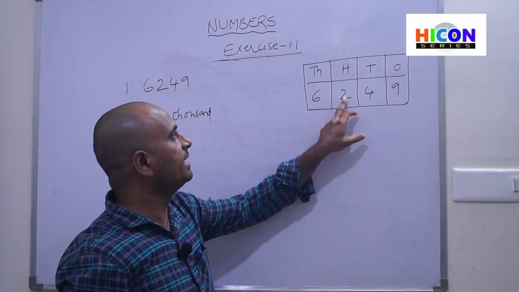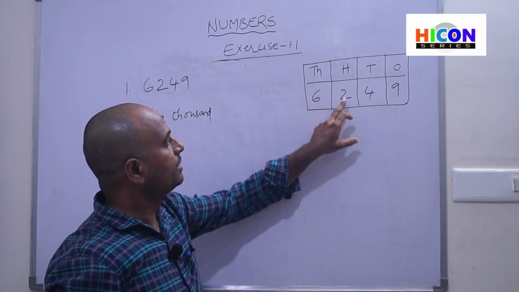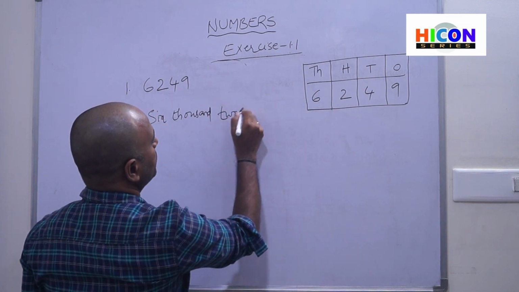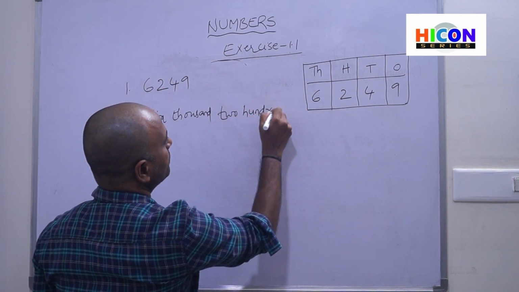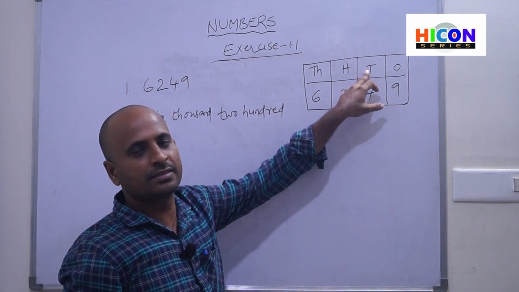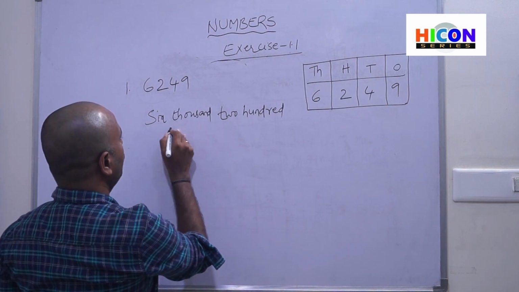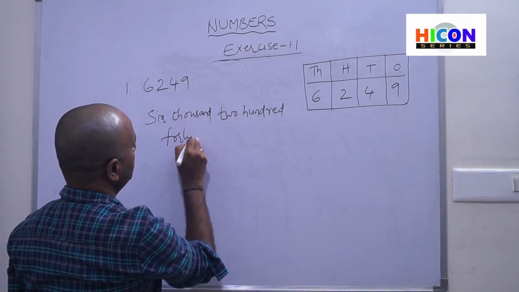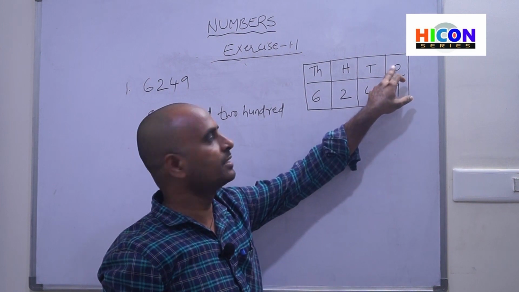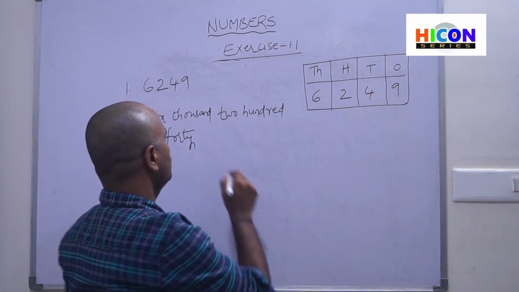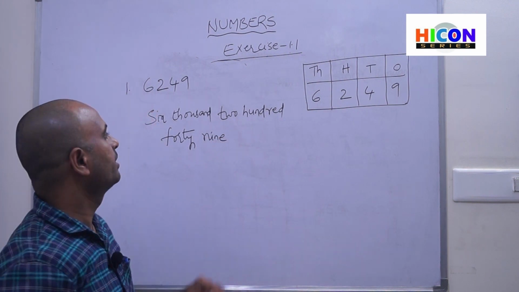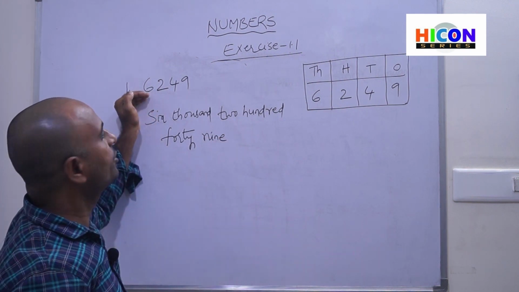And 2 is present in hundreds place, so this becomes 200. And 4 is present in tens place, and it becomes 40. And 9 is present in ones place. 9 ones are 9, so 9. So this is the way of writing number names for the given number.